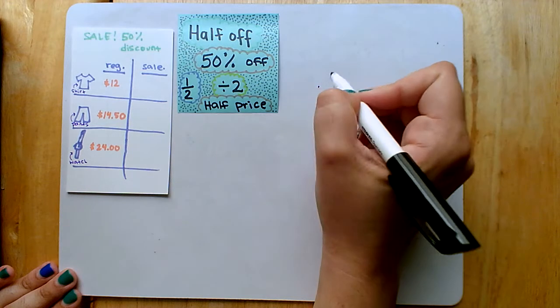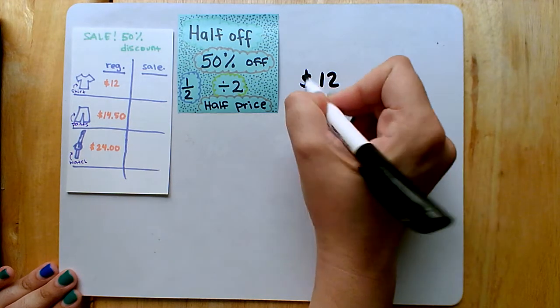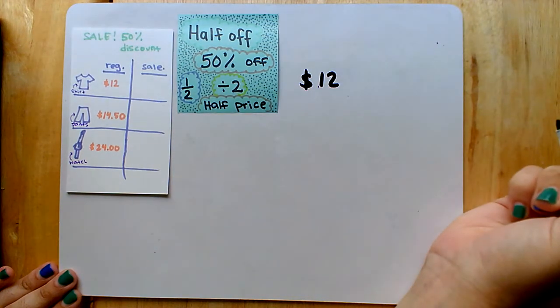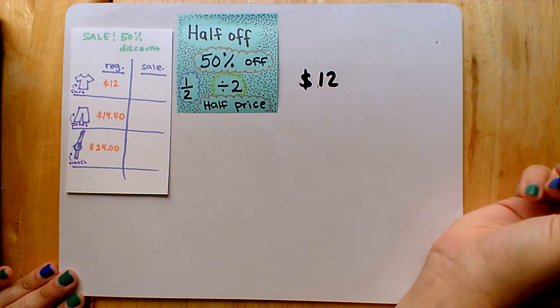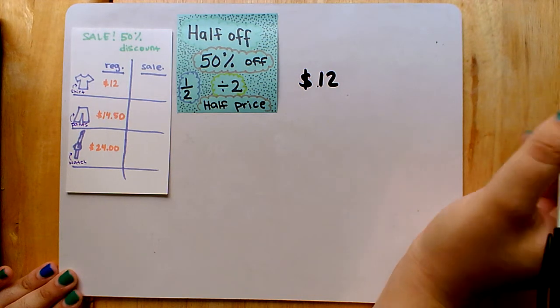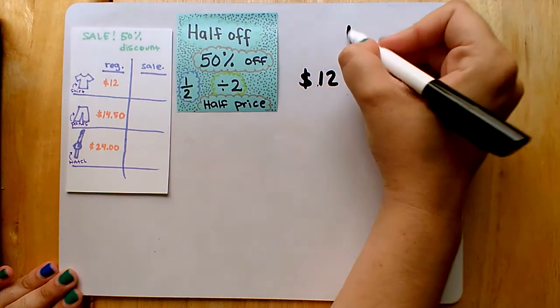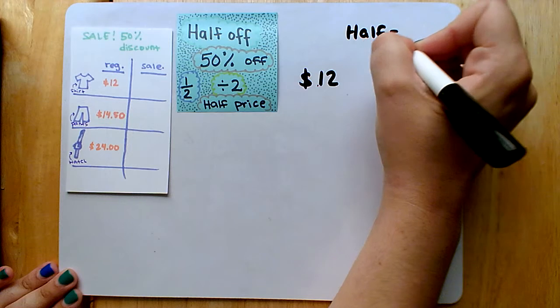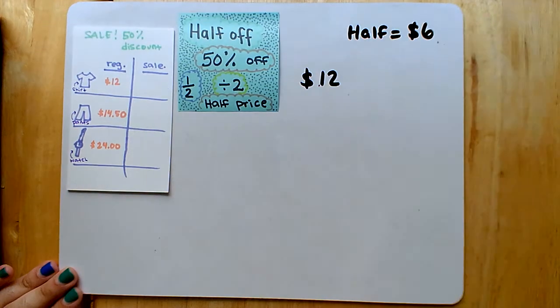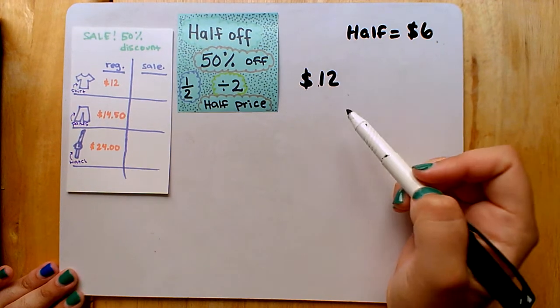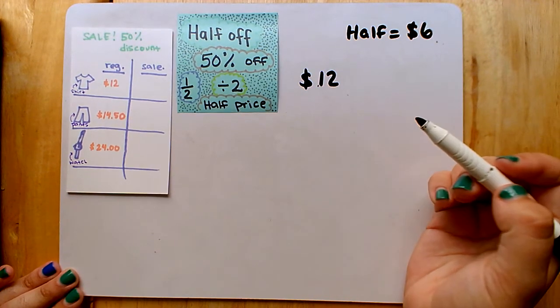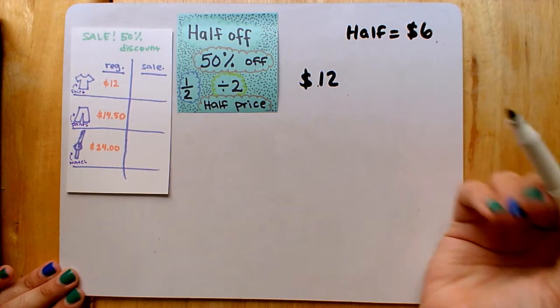Let's jump right in. The shirt costs $12 regularly. We already know probably that the half price is going to be $6. How could I have used partitioning to find that? Partitioning, remember, means breaking something up into parts. And we do it so that it makes our jobs easier.